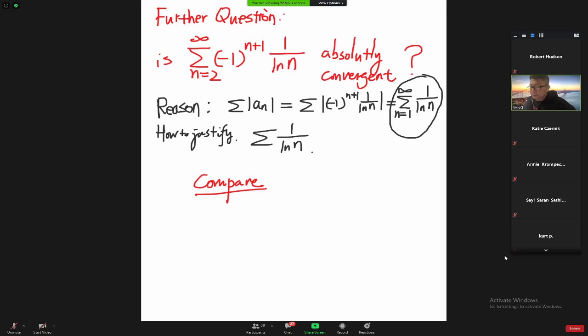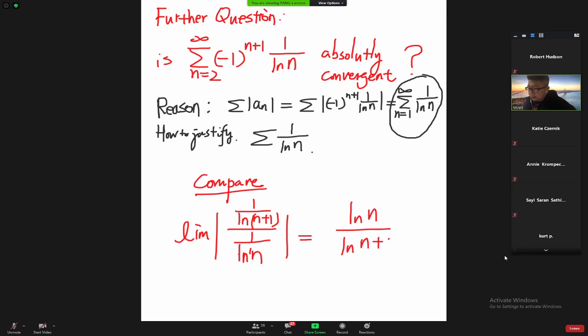Ratio test. Okay, someone said ratio test. Let's do that. So the ratio is going to be 1 over natural log of n plus 1, over 1 over natural log of n, right? So this is ln n over ln (n plus 1). And then what's the limit?